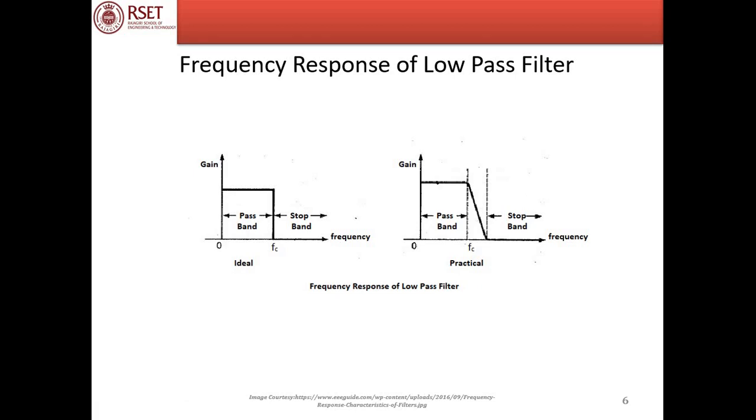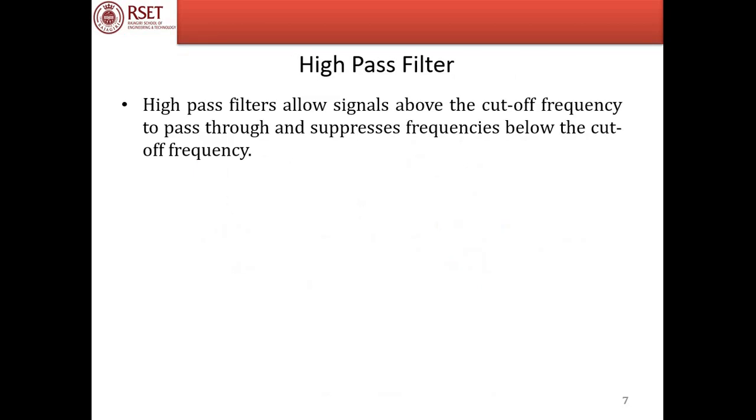Now let us look at the second type of filter based on frequency response, and that is the high pass filter. A high pass filter is a filter which allows signals with frequencies above the cutoff frequency to pass through and suppresses signals below the cutoff frequency.